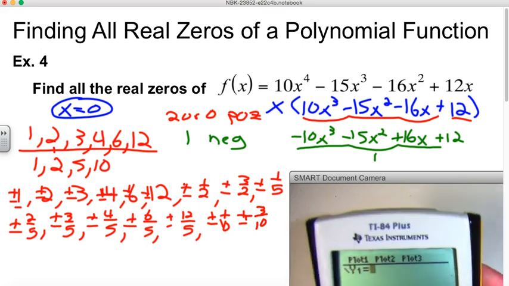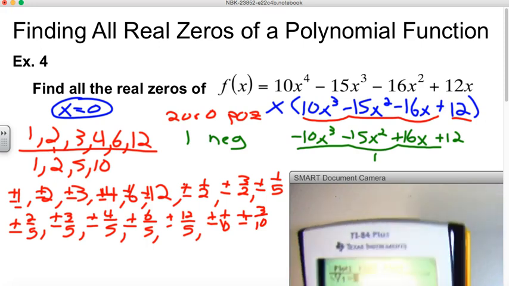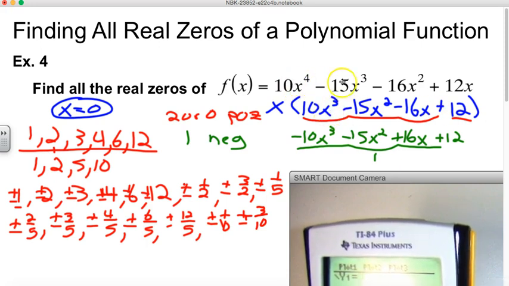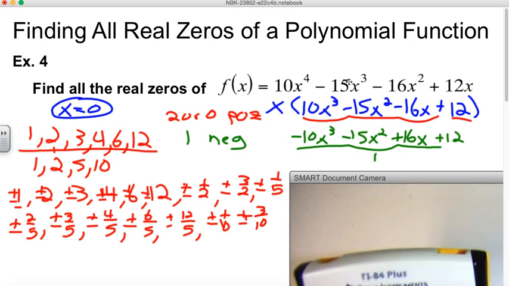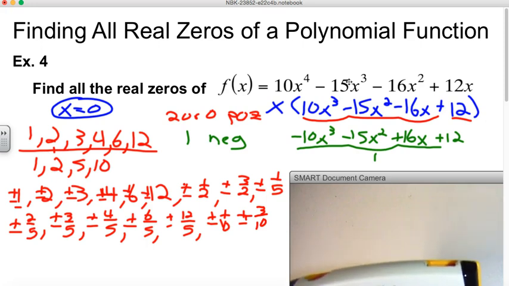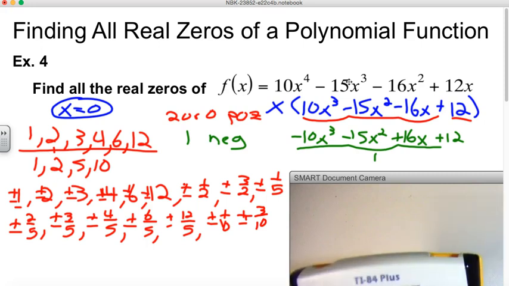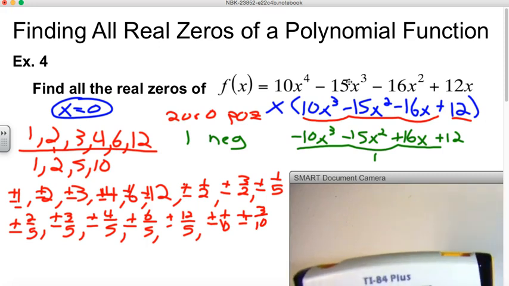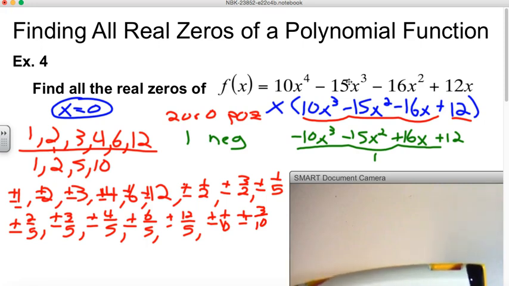Okay, so let's graph the function and see where it looks like it crosses the x-axis. Now again, we're just going to graph the part after we factored. This part right here, the 10x to the third, it's in parentheses. We don't need to graph the original because we factored out the x. So 10x to the third minus 15x squared minus 16x plus 12. And I'm typing all that in the exponent. Sorry about that, guys.